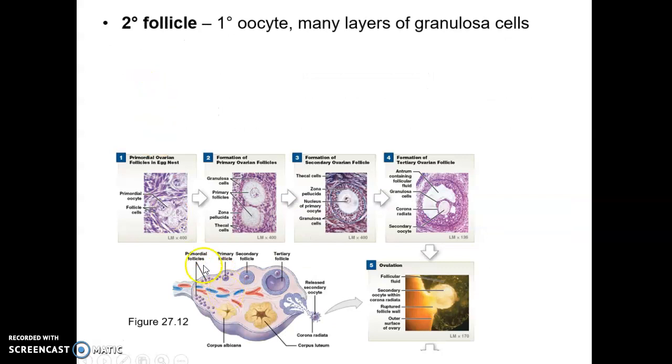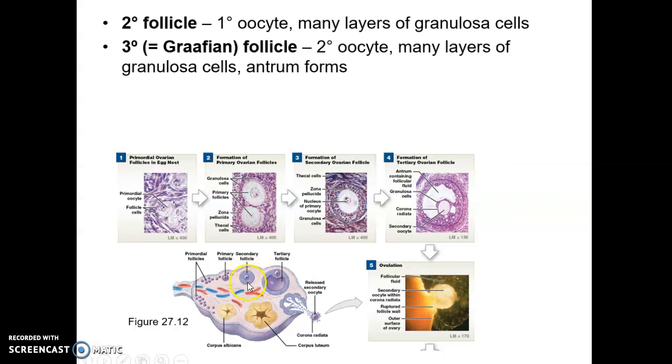So from a primary follicle, we get the next developmental stage, a secondary follicle, and here we still have a primary oocyte, but now multiple layers of granulosa cells within the follicle. And then the next step is a tertiary follicle, also called a Graafian follicle. Now the oocyte has developed to a secondary oocyte, and now there's many layers of granulosa cells and the characteristic appearance of a liquid-filled antrum, as we see here.